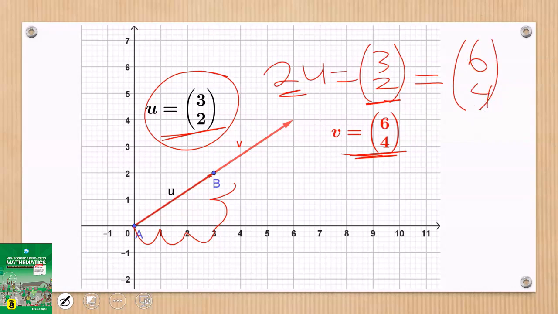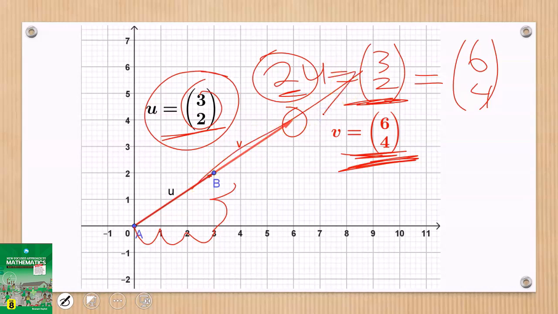And what it means is that it extends the length of the vector. Anytime you multiply a vector by a scalar, you increase the length of the vector. And so the 2 multiplying the vector u, which results in vector v as (6, 4), has increased the vector from being (3, 2) to becoming (6, 4). Now I used a positive scalar for this, so the increment went alongside the same direction as the original vector.